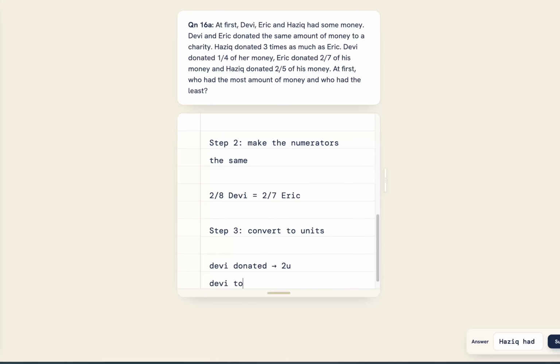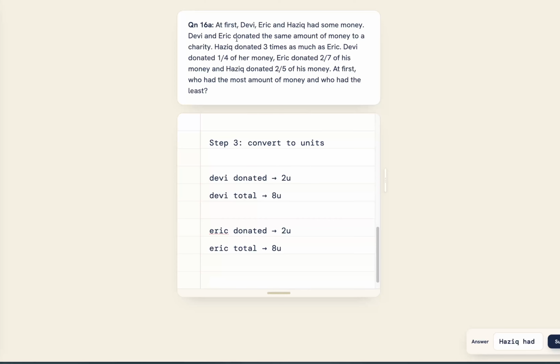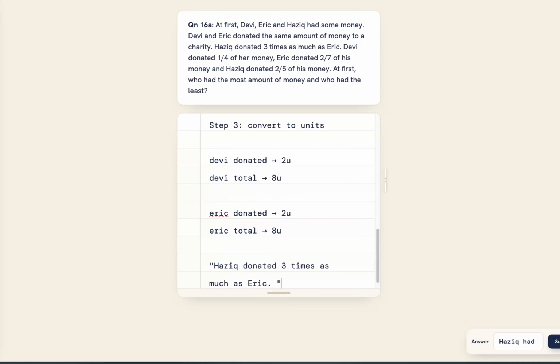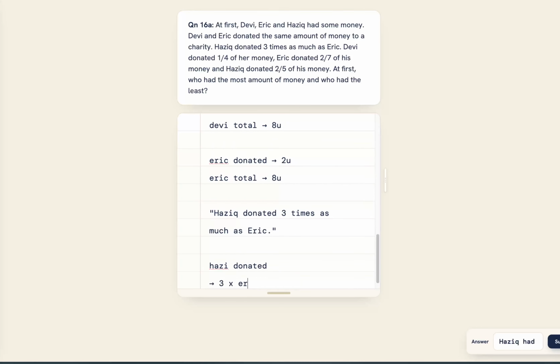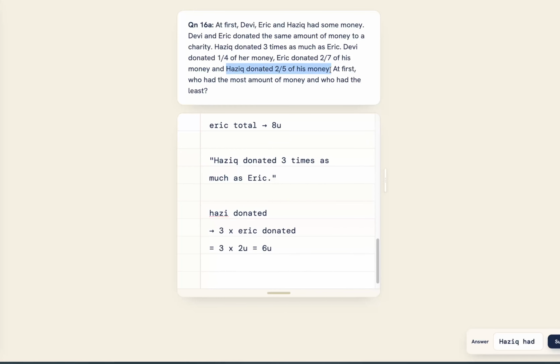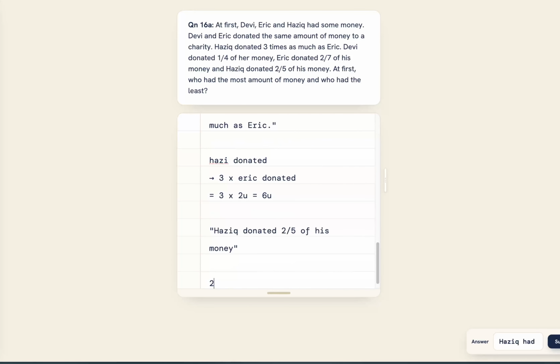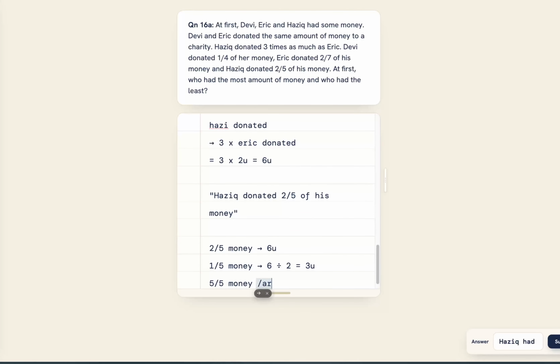Then Devi's total is equal to 8 units. Then Eric donated 2 units. Eric's total is 8 units. Now the next thing is Haziq donated 3 times as much as Eric. So that means Haziq donated 3 times 2 units, which is 6 units. Since Haziq donated 2/5 of his money, 2/5 of his money is equal to 6 units. 1/5 of his money is equal to 6 divided by 2, which is 3 units. And then 5/5 of his money would be 5 times 3, equal to 15 units.